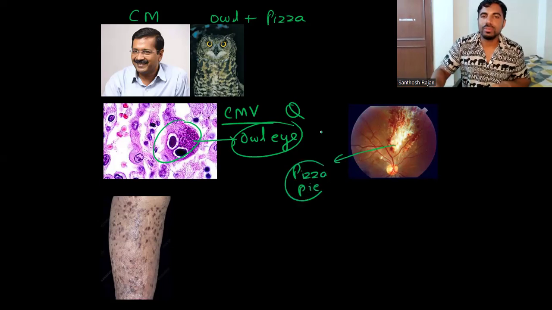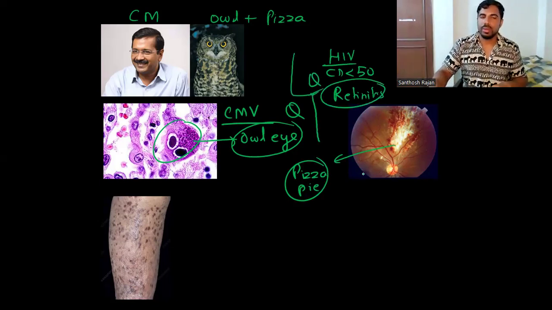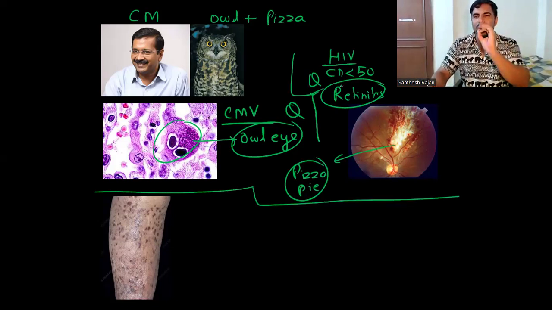What happens in an HIV patient? In an HIV patient, when the CD4 count goes less than 50, you get what? Retinitis. CMV retinitis is commonly caused by this CMV virus, so pizza pie appearance. So this is, remember, okay? Owl eye, pizza pie, retinitis. It is one question. Sure, it's not easy. You're not going to miss.